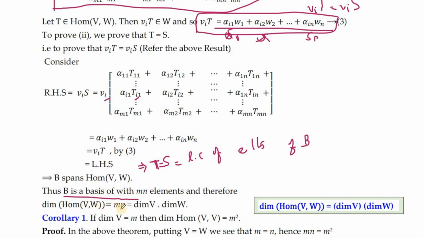So mn number of elements you have, m into n, where m stands for the dimension of V and n stands for the dimension of W. So we have to remember this: the dimension of Hom(V,W) is the dimension of V into the dimension of W.